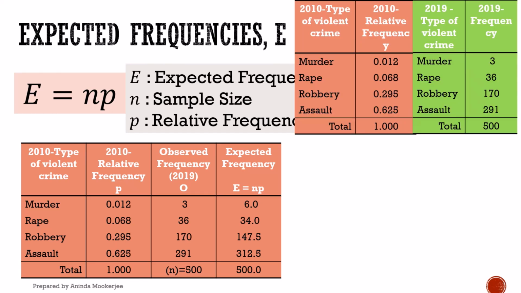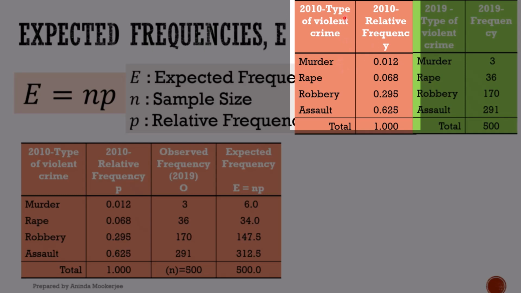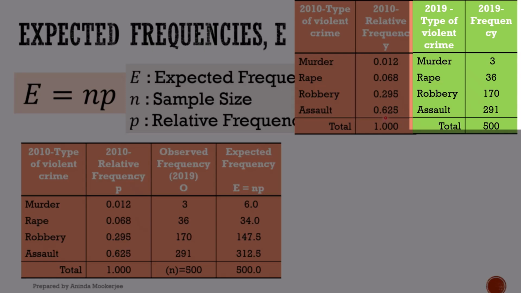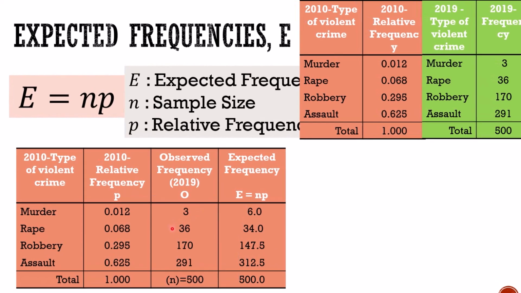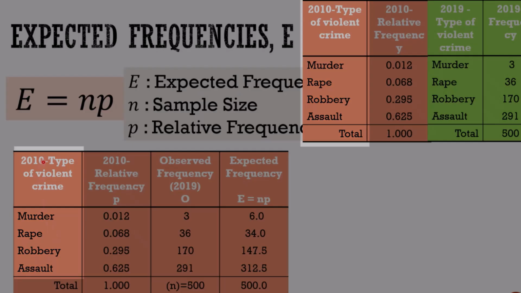All right, so I'm going to pull up my data. So here we had the data that was provided to us. This orange data is the 2010 data, which is all relative frequencies, and the green data is the recent data, which is frequency values, correct? So we start our table. The first column is just listing the type of violent crime, in other words, the different categories of the variable that we are dealing with. So in this case, we were dealing with the variable violent crime, and the 4 categories that were given to us are these: murder, rape, robbery, and assault, correct?